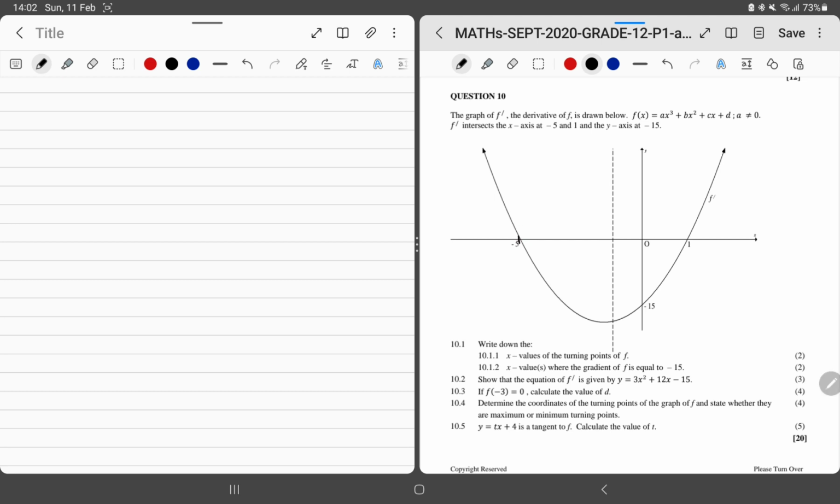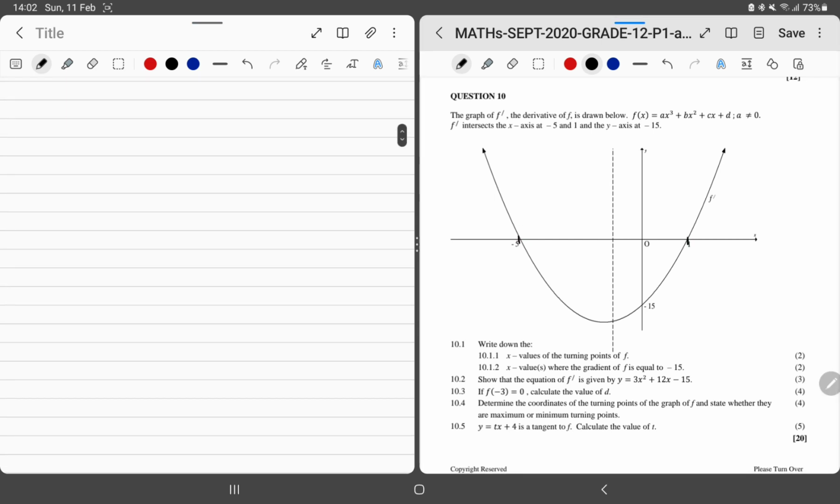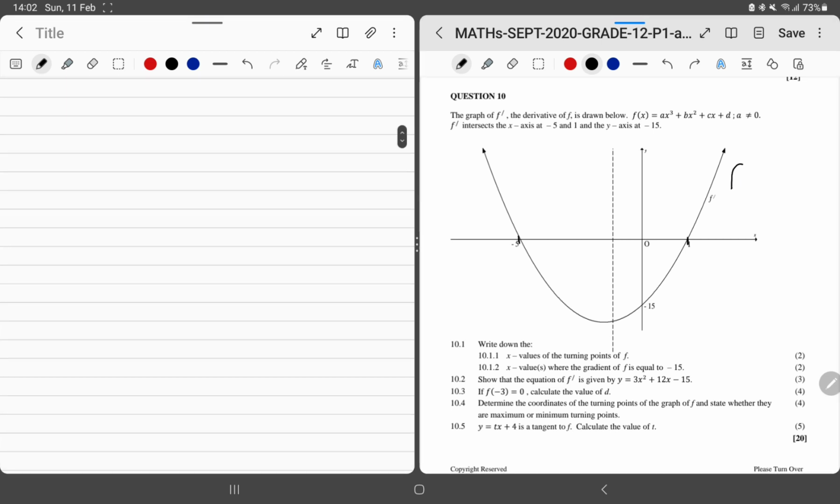So we are given the derivative of a cubic function where the value of a is greater than 0. If the value of a is greater than 0, it means that you will have an increasing, decreasing, increasing function. So we can make a rough sketch based on what we know alone.